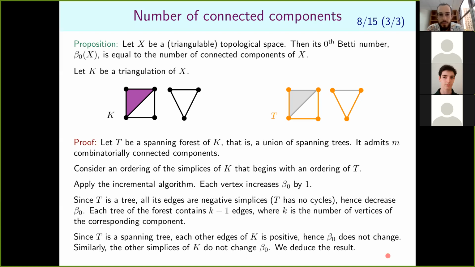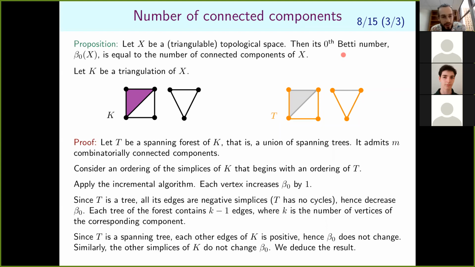Okay. So as you can see, this is a proof that relies on the incremental algorithm. And you can prove a lot of things by doing so. Keep that in mind. The number of connected components is information that you can read on the Betti numbers.